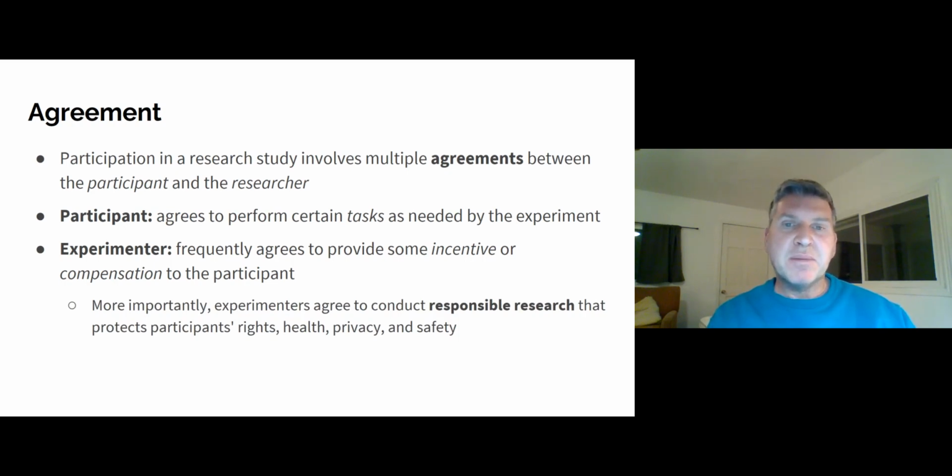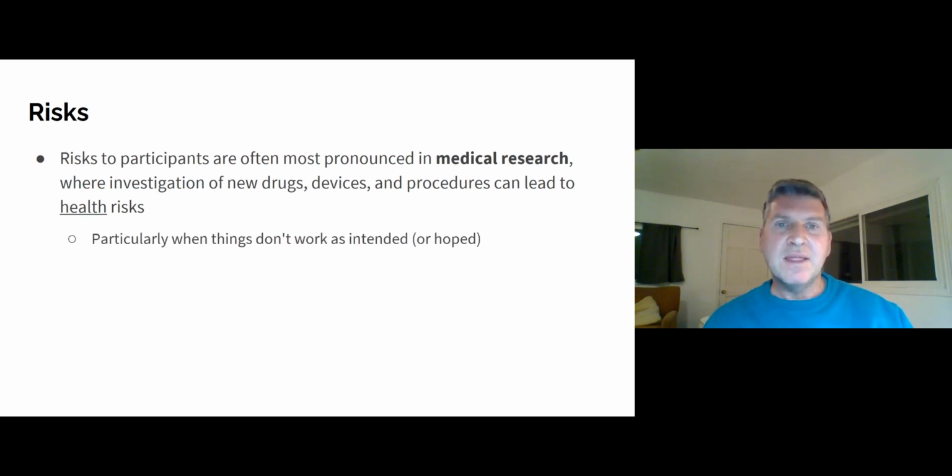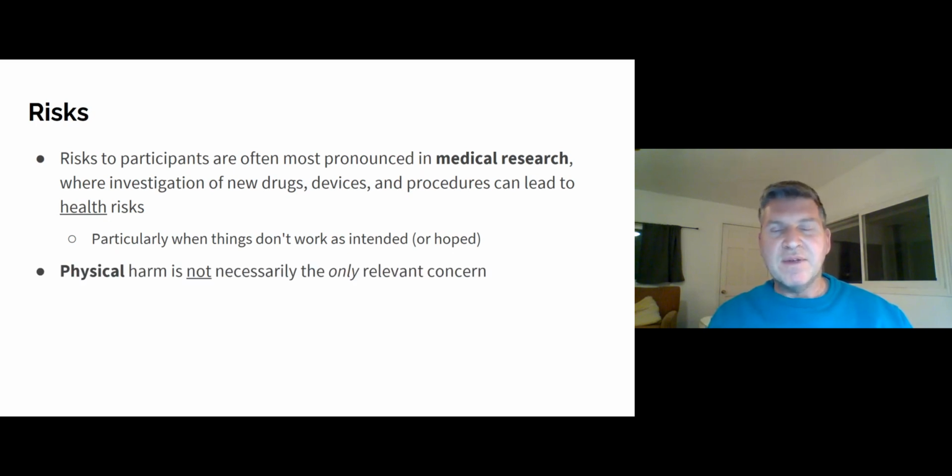The experimenters agree to conduct what we call responsible research, which will protect participants' rights, their health, their privacy, and their safety. Some of the risks are found in medical research, where we have new drugs or new devices or new procedures, where health risks could certainly be an outcome. This is when perhaps we have things that don't work as intended. We have to be sure that we have mitigated those risks the best possible.